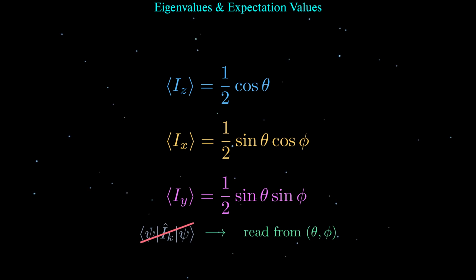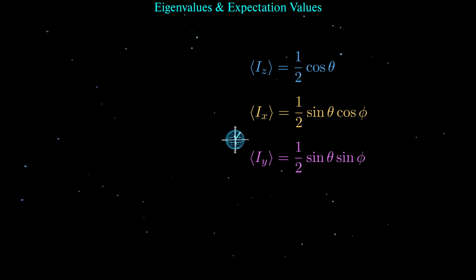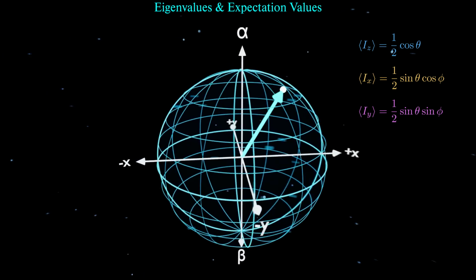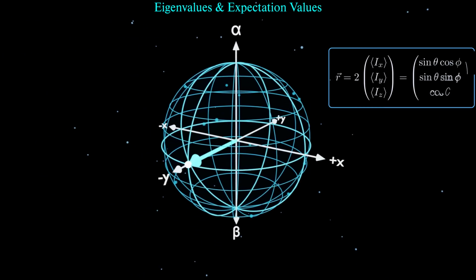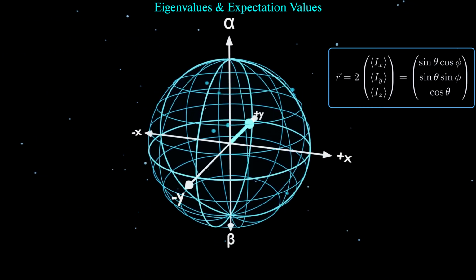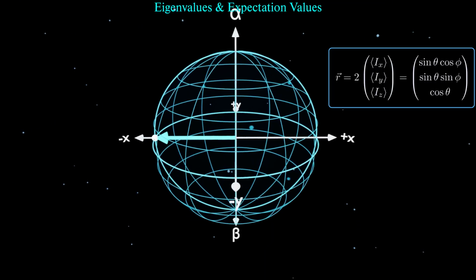This is pretty nice because now we can just sneak past multiplying matrices and using that sandwich formula when we want to calculate expectation values. Anyway, these expectation value formulas correspond directly to the coordinates of the Bloch sphere. So the Bloch sphere is not just a picture, but it's a map of expectation values.